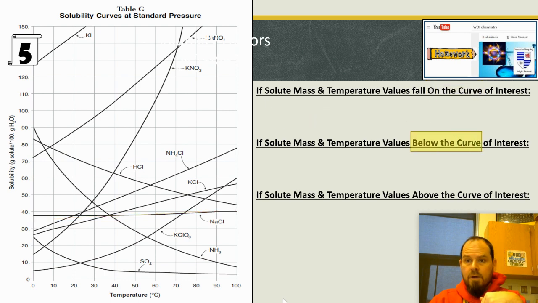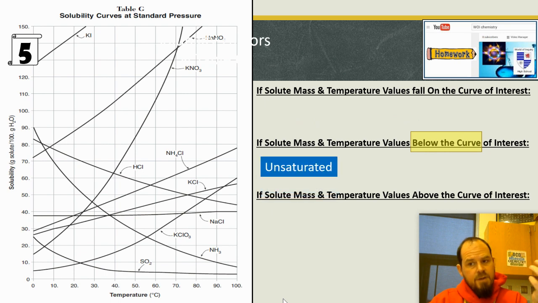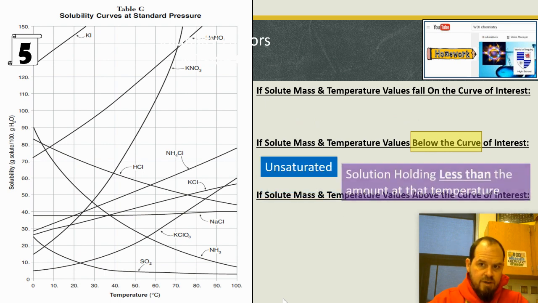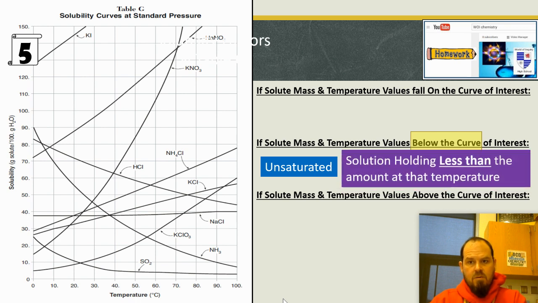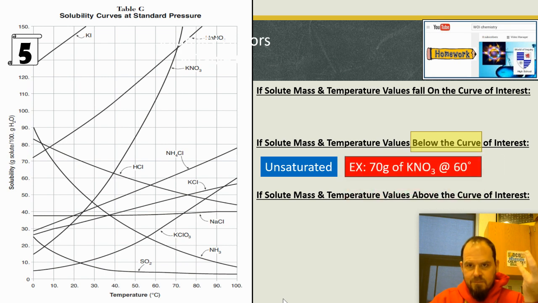Okay, good. Below the curve. What happens if I'm below the curve? Below the curve, by definition, is unsaturated. We did this in a previous video. This is obviously now holding a solution holding less than it's supposed to be able to at this amount. In other words, if I added more, I could still get it to dissolve. Like you didn't put enough sugar in that Kool-Aid yet, right?